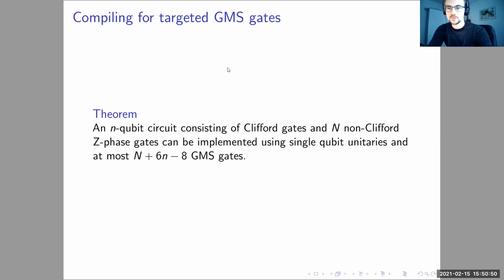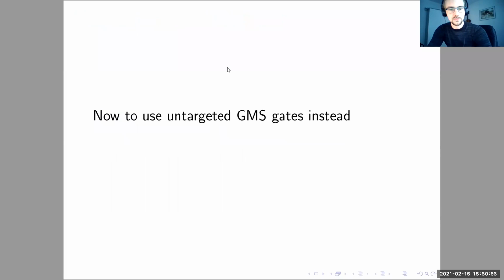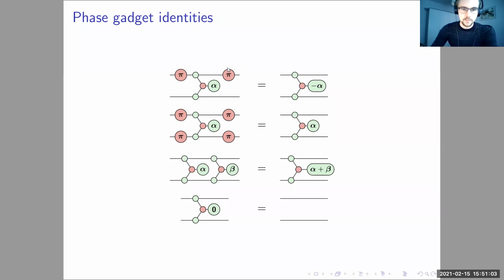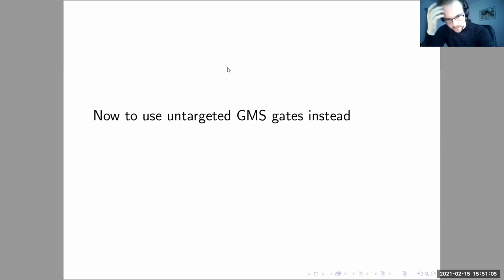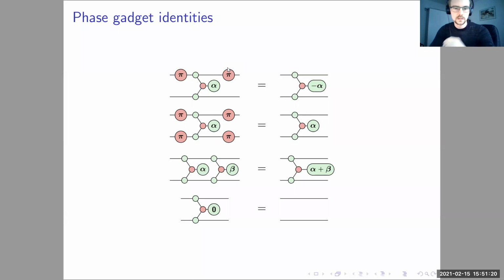So this is for GMS gates where I can choose which subsets of qubits I'm targeting. So now I'm going to adapt this algorithm so that we can use untargeted GMS gates instead. So GMS gates that target all the qubits at once. The basis for this is a generalization of, again, an argument used in this paper by Maslov and Nam, which allows you to use a pair of untargeted gates to construct a targeted gate. So I'm going to describe that later.